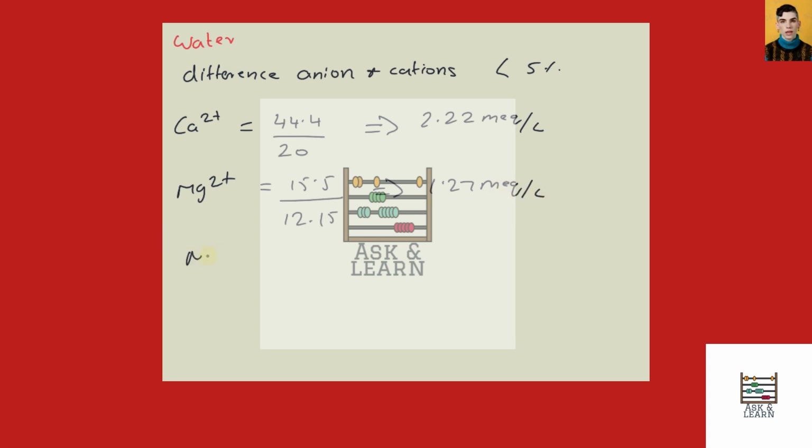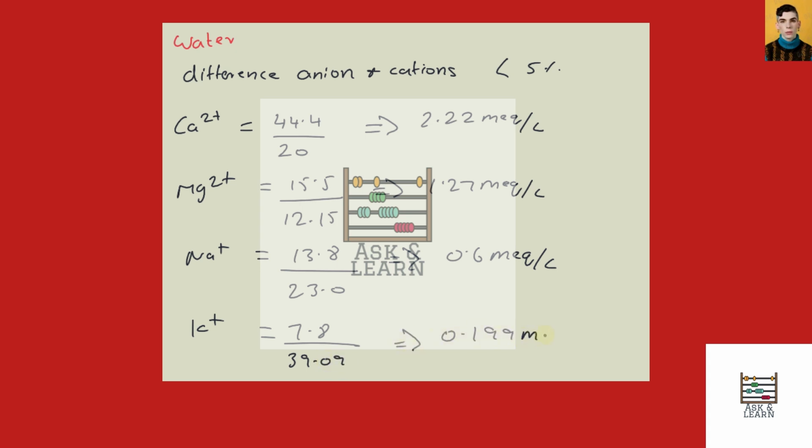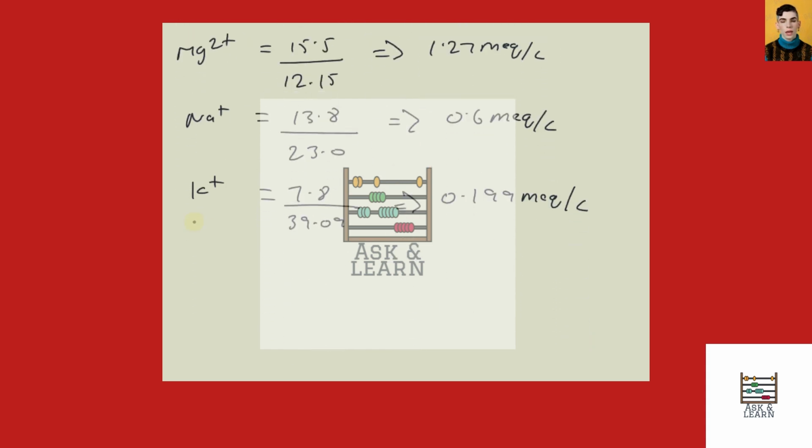And for sodium, we would have it to be 13.8 divided by 23.0, and this would be equal to 0.6 milli-equivalent per liter. And for potassium, this would be equal to 7.8 divided by 39.09, 0.199 milli-equivalent per liter. And from this we have to calculate the sum of the cation concentration, and that would be equal to 4.28 milli-equivalent per liter.